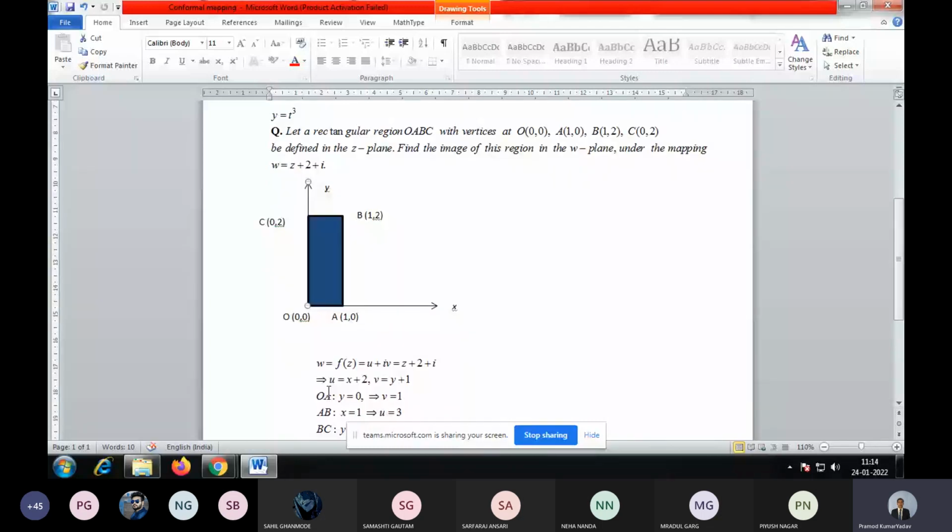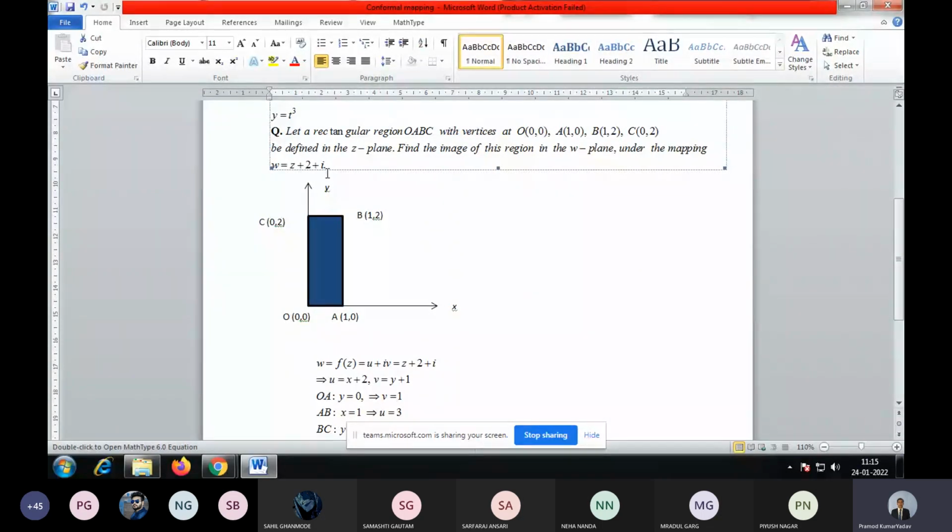W equal to f(z). We need to transform this image. It means the rectangular region OABC whose vertices are given. With those vertices, we make an image in the Z plane as shown here. Now our aim is to transform this image into the W plane with the help of the transformation W equal to Z plus 2 plus iota.